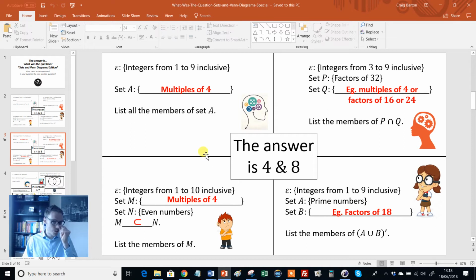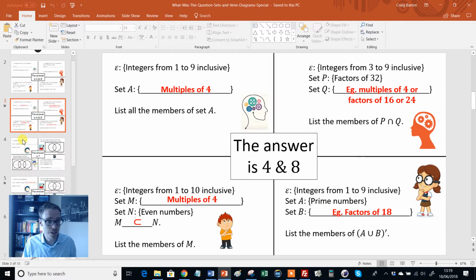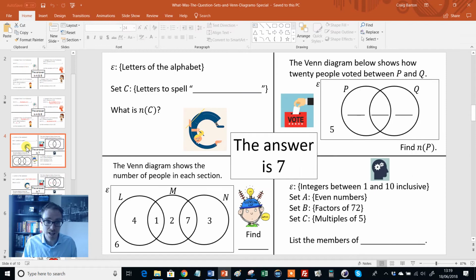Now, you can see straight away that this is going to be provoking discussion left, right and centre. It's going to be getting the kids scratching their heads and thinking. And I tell you what, we're just getting warmed up here because that's just the first set. Then we get into here. So the answer is 7. And you can see here that we get a triple Venn diagram. The Venn diagram shows the number of people in each section. Find, and we don't know what the question is, but we know the answer's got to be 7. Well, there's a 7 lurking there. Can we find a way to describe it?